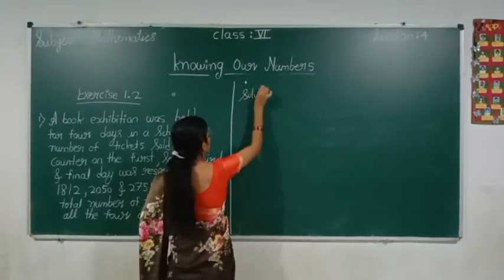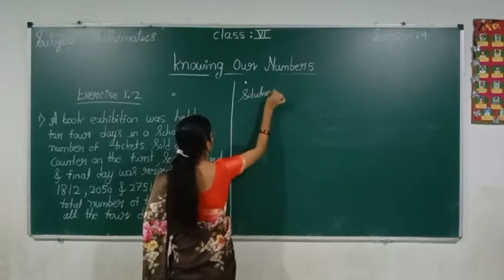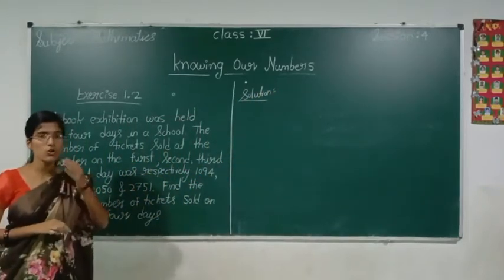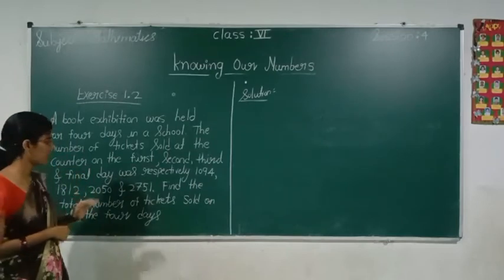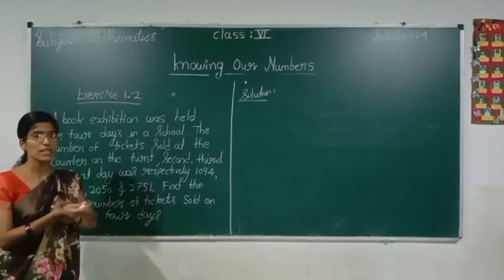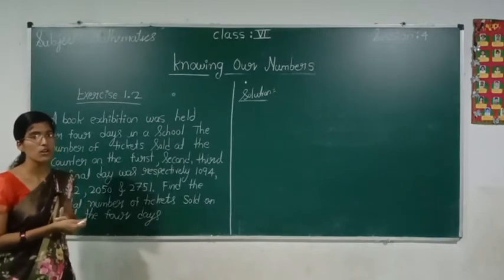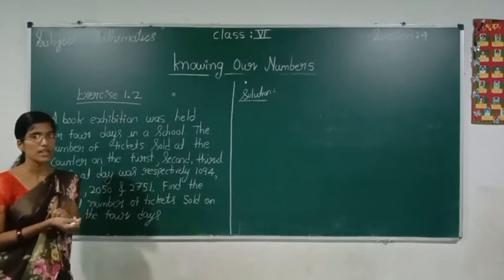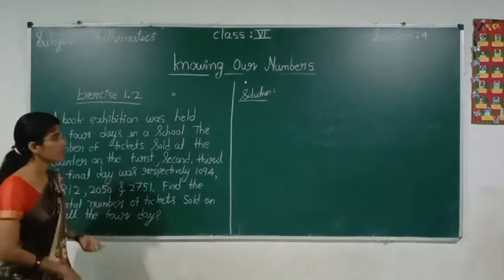The solution. They told us to find the total number of tickets. Find the total means we have to do addition. We have to do addition for the 4 days. How many tickets were sold in total? We have to find out here.